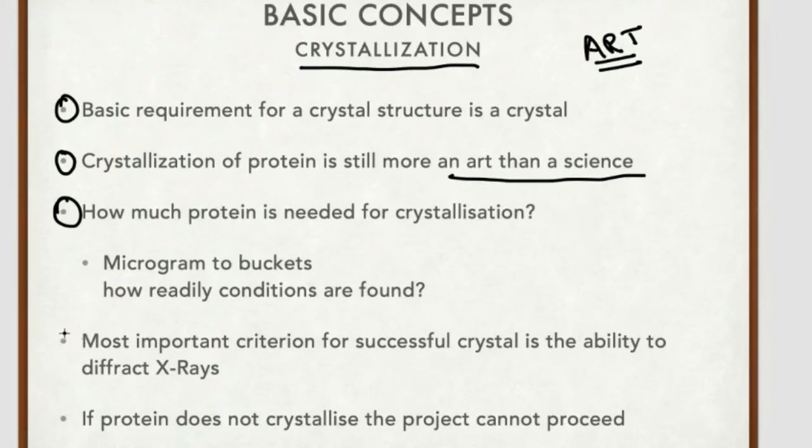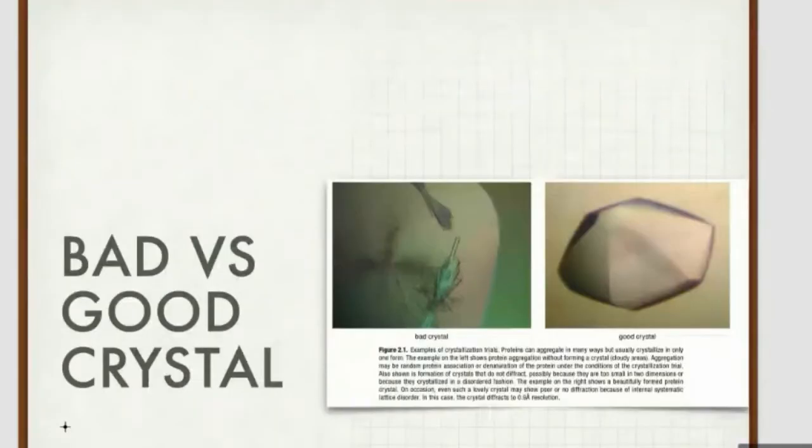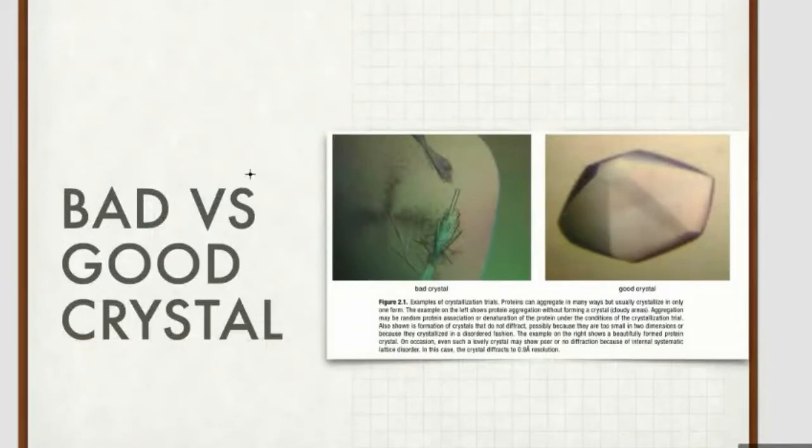So even if you form a crystal, another important factor in X-ray crystallography is that the crystal you have made should have the ability to diffract the X-ray, because you are going to pass the X-ray through the crystal. If the crystal is not able to diffract the X-ray, then there is no point of talking about X-ray crystallography for that protein molecule. If any protein does not crystallize, then we cannot proceed with X-ray crystallography. There may be many protein molecules which may not be crystallized by the crystallographer, right? Very important point, right? So, bad versus good crystal.